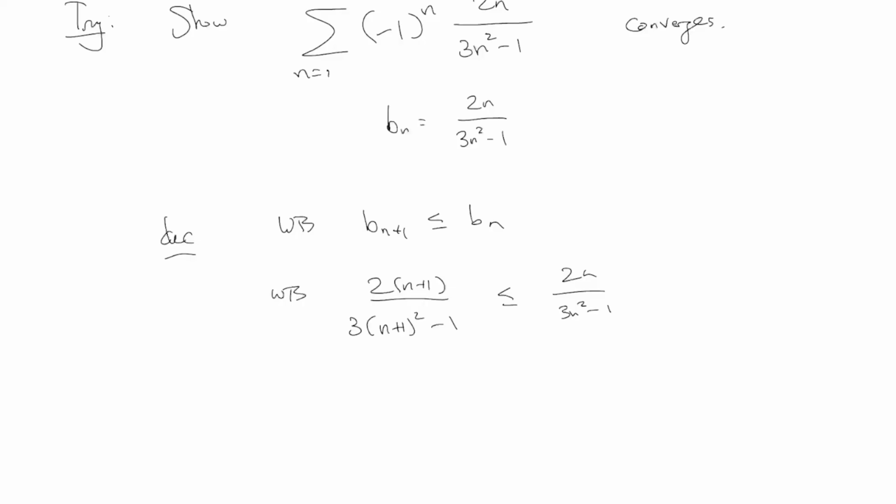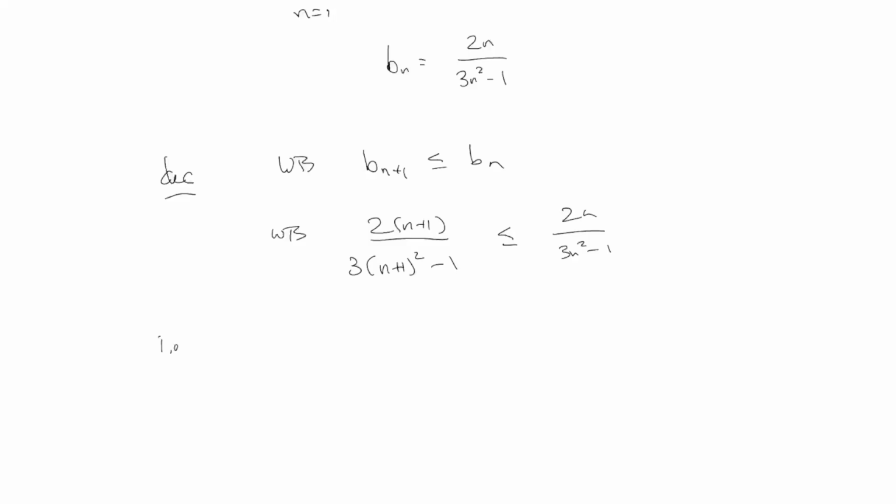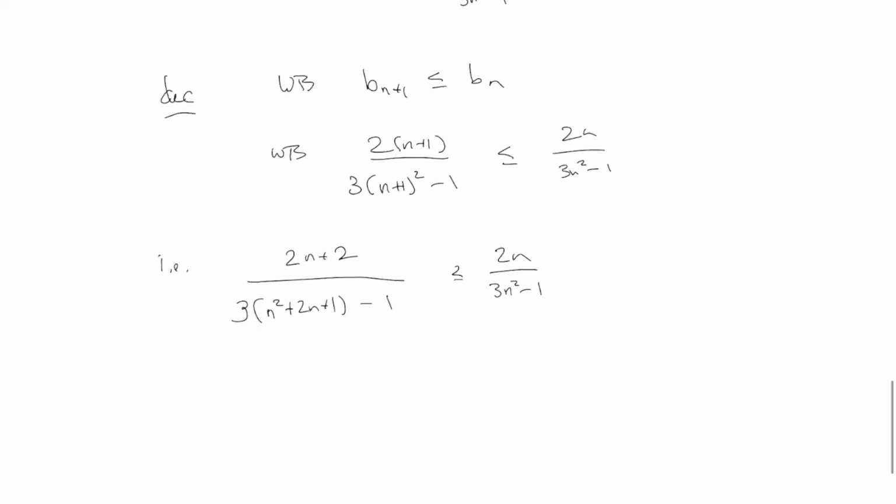Simplify here. On the left side, I need to distribute on top, and on the bottom we have to FOIL. So this is the same as 2n plus 2 up top. On the bottom, 3n squared plus 6n plus 3 minus 1. Same stuff on the right-hand side. In the next step, I'm going to distribute the 3 and then subtract the 1. Do you mind if I do that at the same time? This says 2n plus 2 on top. Distributing the 3 gives me 3n squared plus 6n plus 3, and then I have a minus 1, so I get plus 2 instead of plus 3.